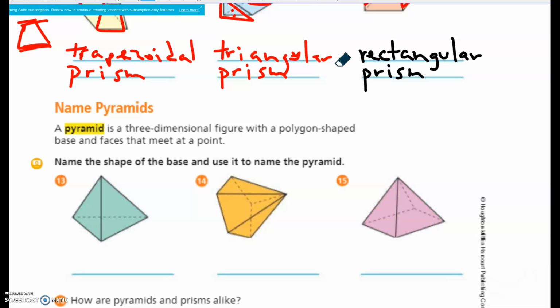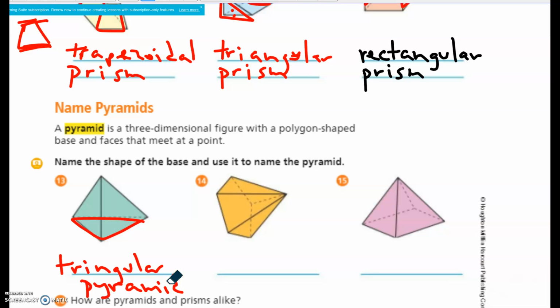All right, so now we're going to go down to do pyramids. Pyramids, remember, come to a point. And I would like for you to look at this. This is the hardest one, I think, because the base is right here, and it's shaped like a triangle. So it is a triangular pyramid.